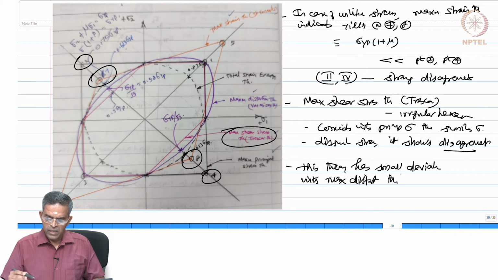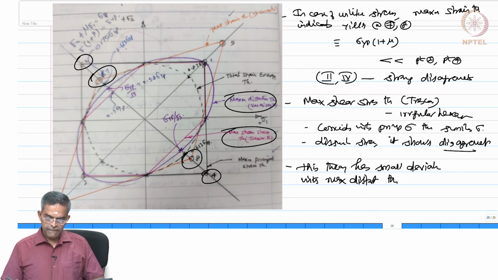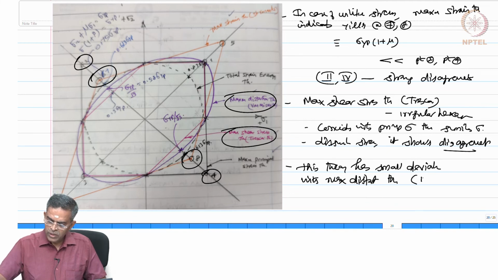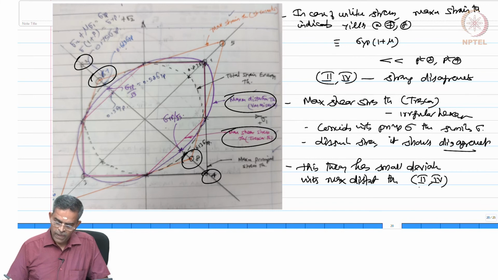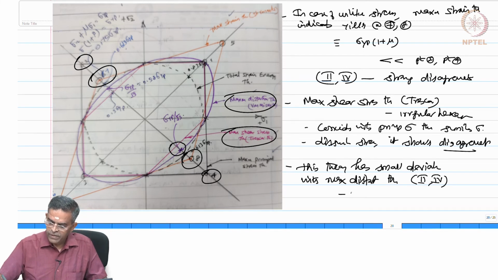Maximum distortion theory is this, the purple line. Let us look into quadrants 2 and 4. The maximum shear stress theory is in the green line. Okay. It has got a very marginal disagreement, is it not? It has got a very marginal disagreement.